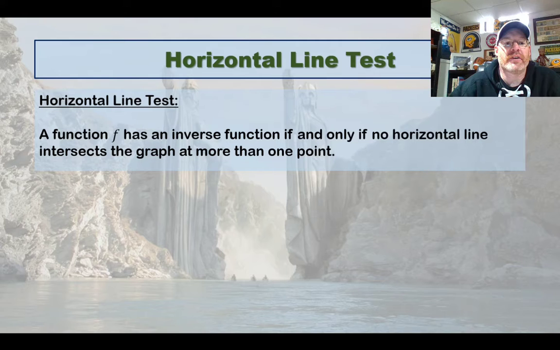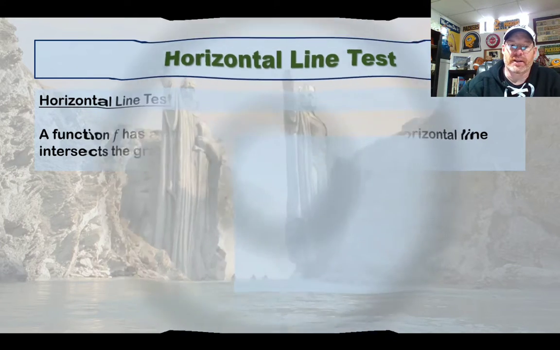Yeah, and here it is. A function f has an inverse function if and only if no horizontal line intersects the graph at more than one point. All right, let's take a look at that.